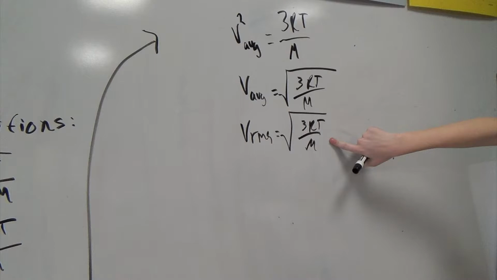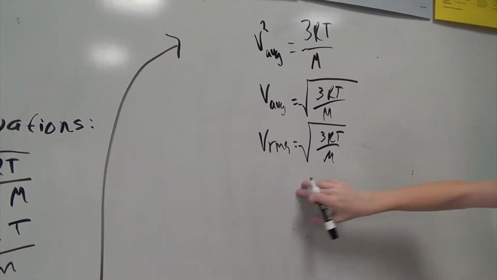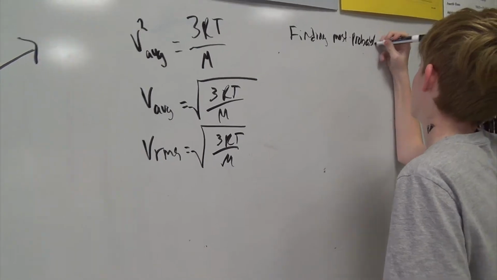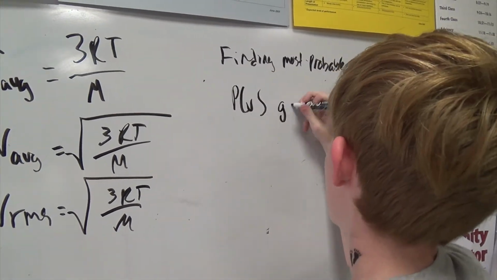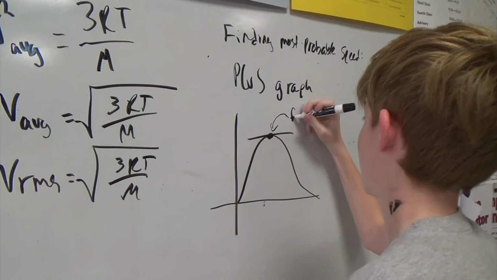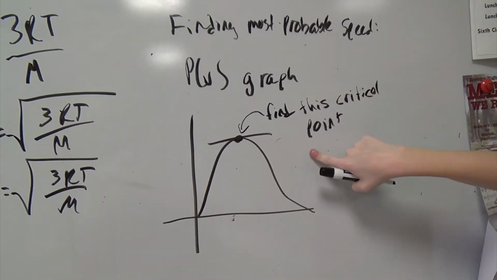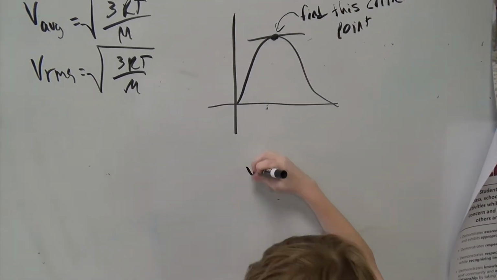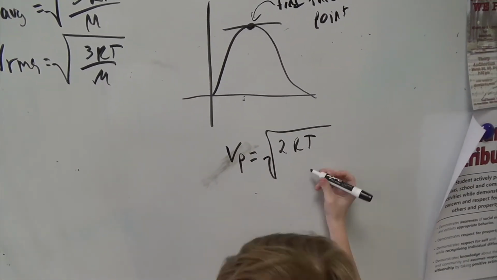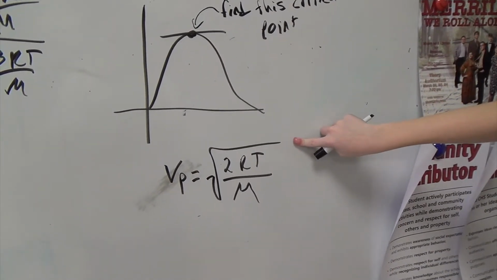So next we're going to find the most probable speed, and to do this, let's look at the PV graph. We have to find the critical point. As we all calculus kids know, it would be the highest point on the graph. So we take the derivative of Maxwell's equation, and we actually get this very simple equation that I have on the board right now. You don't have to do the derivative of this nasty Maxwell's speed distribution law. Just use this equation, have it memorized, and you have the most probable speed.